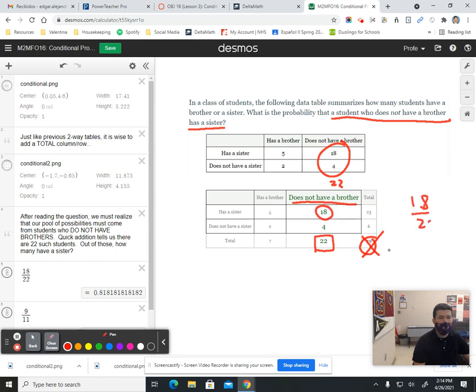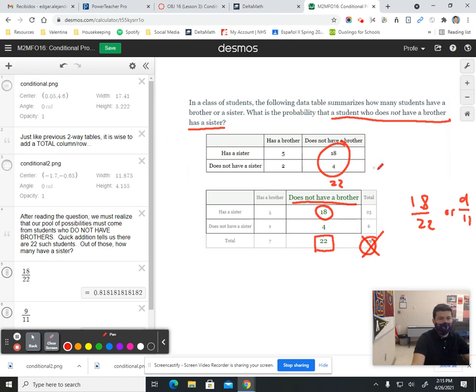18 out of 22, or 9 out of every 11. 18 out of 22 have a sister, right? And that is how that works, okay? Pretty simple. Once again, to recap, we made a totals column.